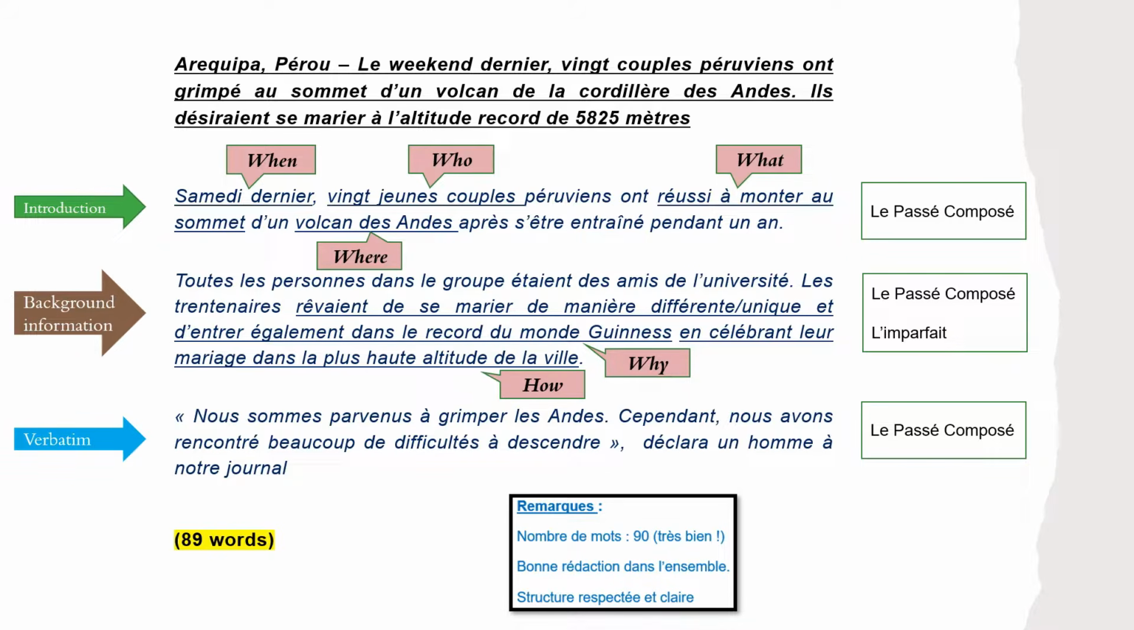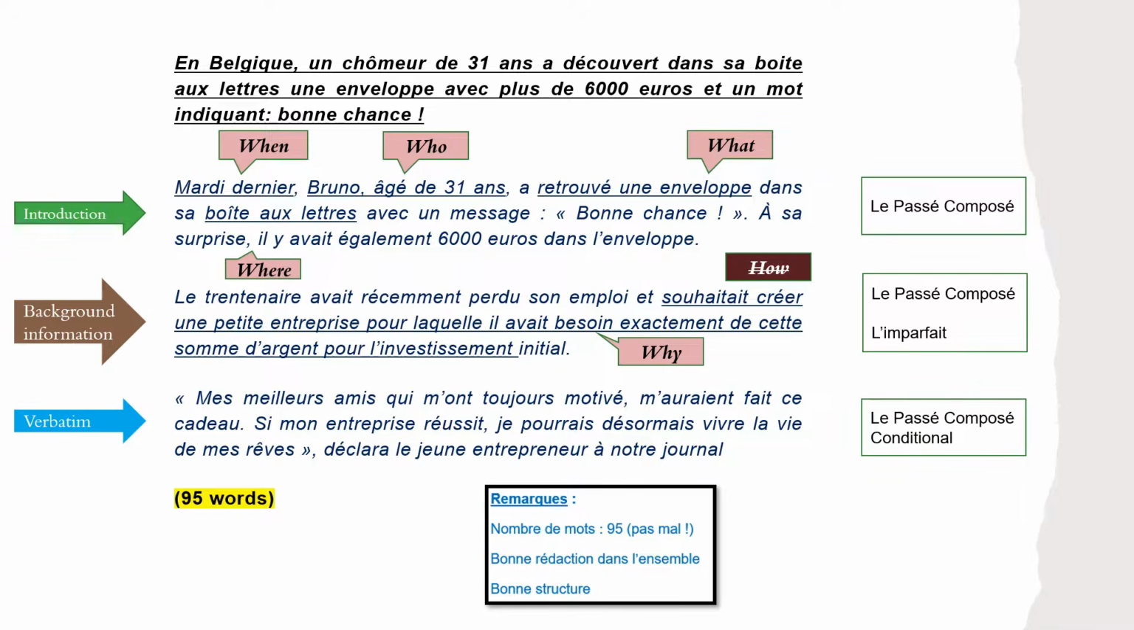And then if you look at the bottom of the page, you'll see some remarks from my teacher. Number of words 90, very good. Good writing overall. Structure is respected and it is also clear. So basically, she also agrees that I have followed the structure, and at the same time, the story that I'm telling is clear and it doesn't look incomplete. Now, let's look at another example.